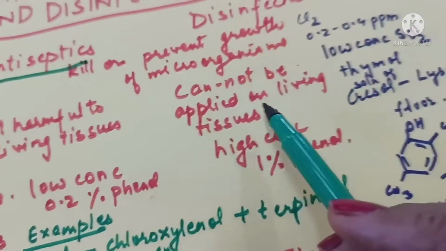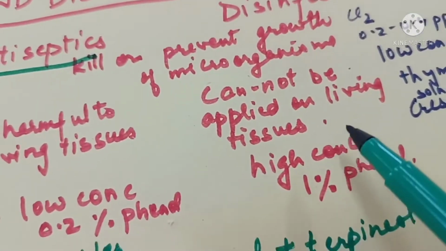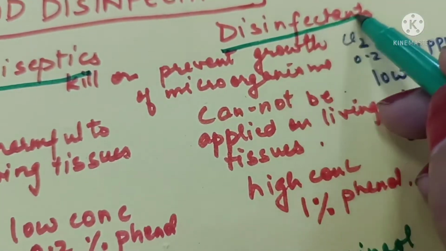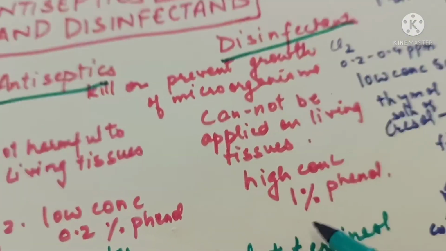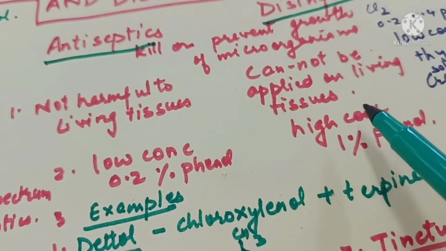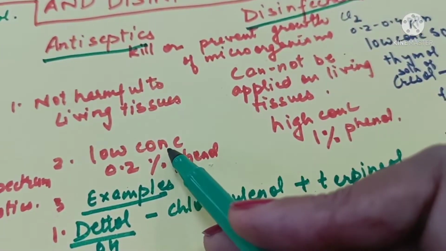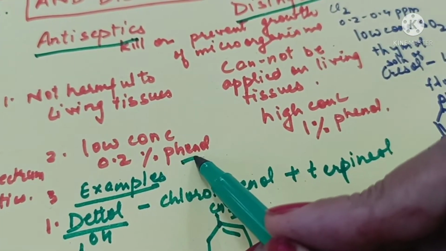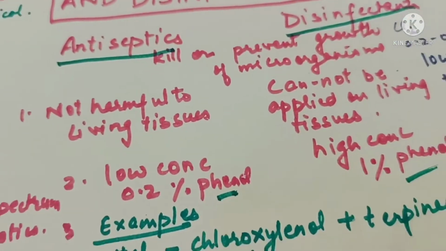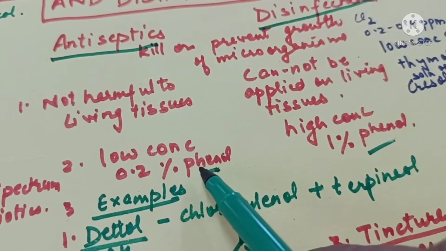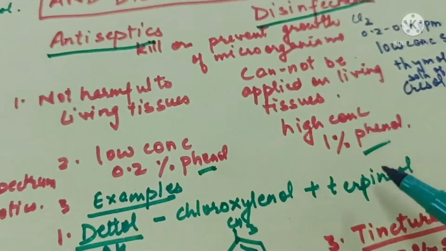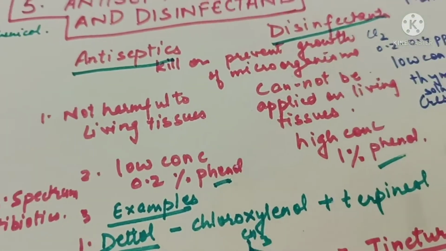And if it cannot be applied on living tissues because it's harmful to tissues and is only used to clean hard surfaces, then it is called disinfectant. There are some chemicals which can be used to kill or prevent growth of microorganisms, which when used in lower concentration can act as antiseptic, and when used in higher concentration can act as disinfectants. For example, 0.2% phenol is used in low concentration as antiseptic, and 1% as disinfectant.